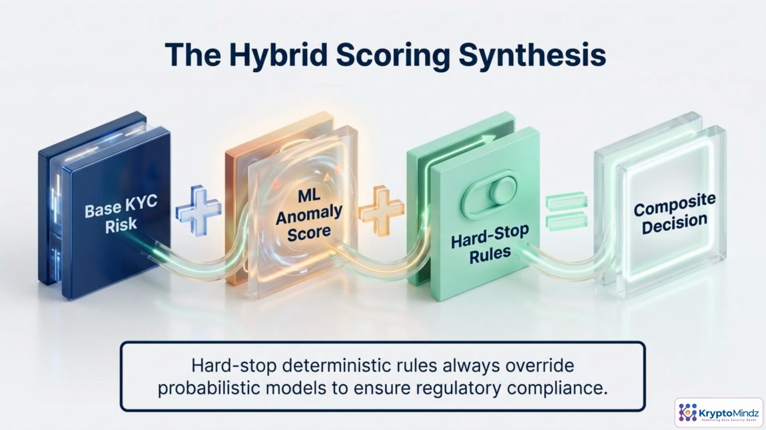Hybrid scoring works by layering three perspectives into a single decision. You start from base KYC risk, everything you already know from identity proofing, sanctions, and profile data. Then you add an ML anomaly score, capturing subtle behavioral and transactional patterns that rules would miss. Finally, you enforce hard stop rules for clear red lines like confirmed sanctions hits. These rules must override the probabilistic scores so that regulatory requirements are never averaged away by the model.